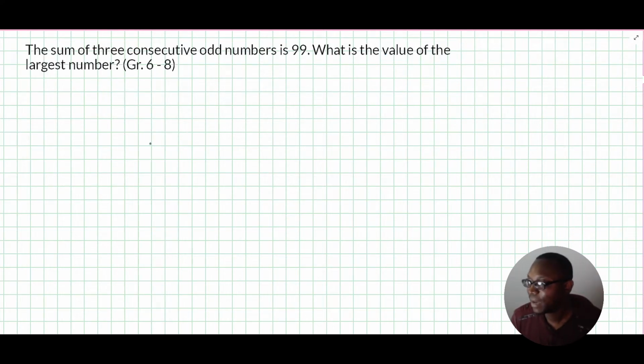Okay, so now let's get back to the question we're about to work on before we had to deal with some division of fractions. The sum of 3 consecutive odd numbers is 99. What is the value of the largest number?